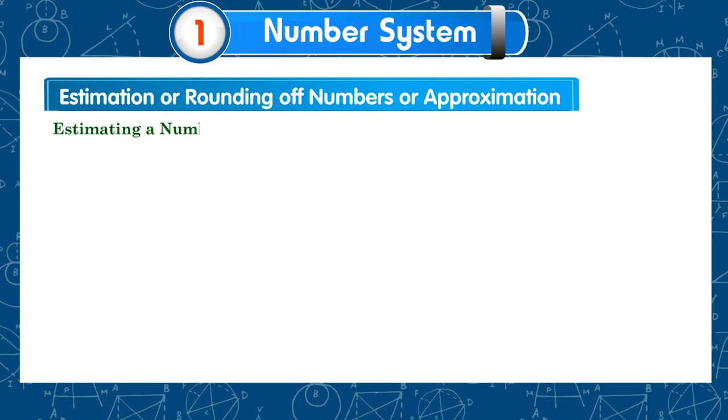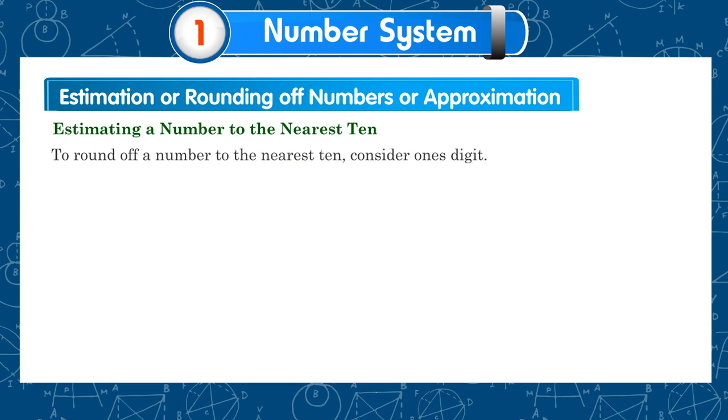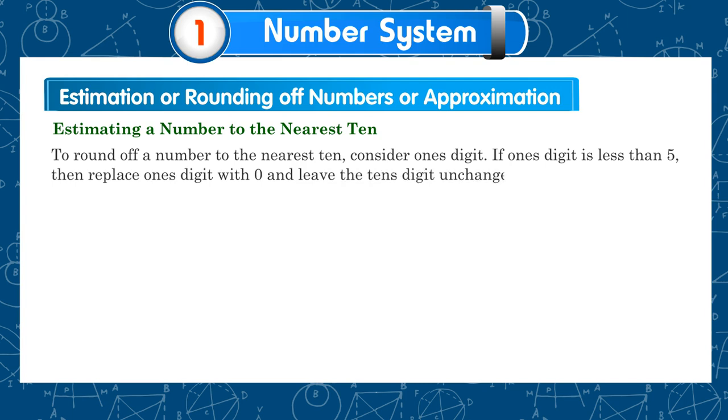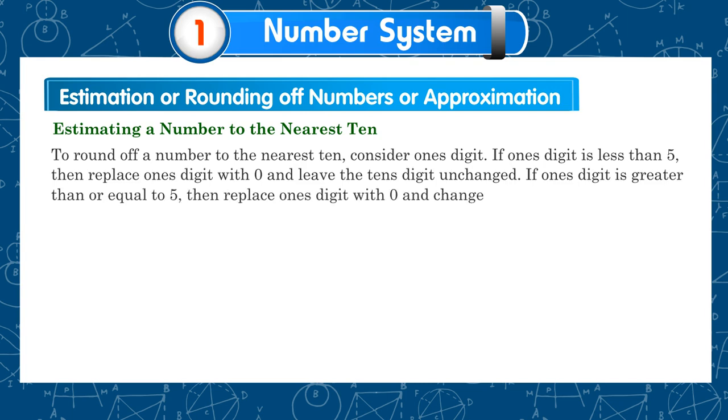Estimating a number to the nearest 10. To round off a number to the nearest 10, consider one's digit. If one's digit is less than 5, then replace one's digit with 0 and leave the tens digit unchanged. If one's digit is greater than or equal to 5, then replace one's digit with 0 and change the tens digit to the next higher digit.